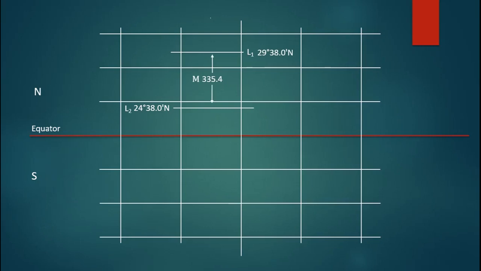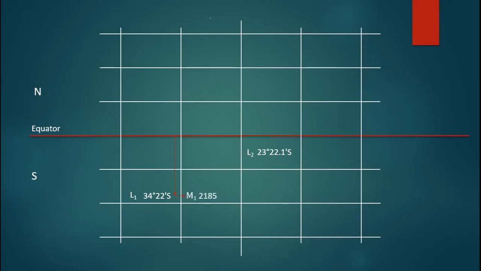It works the same way if we have latitudes on the south side of the equator. Here, if we have latitude 1 and latitude 2 on the south side of the equator, we would measure from the equator down to our 34 degrees 22 minutes south, and we get 2185 meridional parts. And then for L2 from the equator down, we have 1433.5 meridional parts. And here again, we just subtract the smaller from the larger, and we come up with 751.5 meridional parts between our two latitudes.